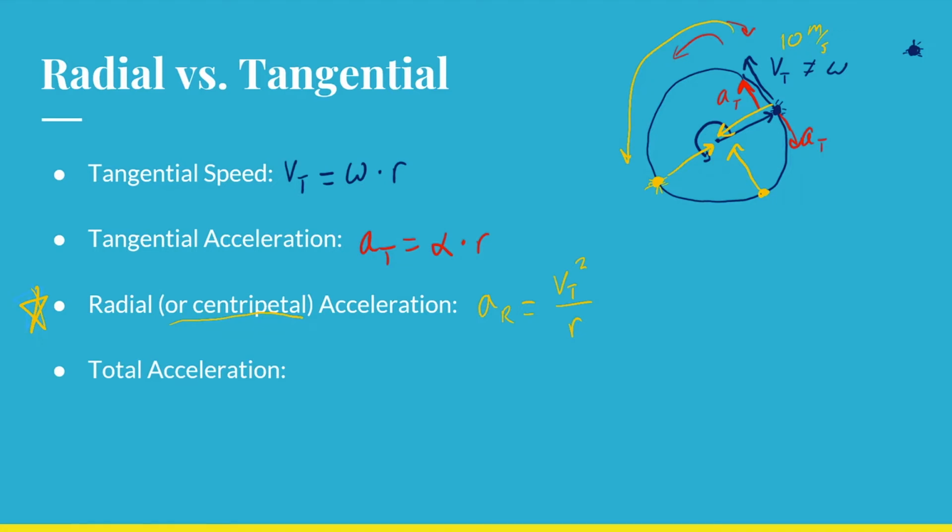We can write this another way. We can also write it as omega squared times r. These are the same thing. You can use it in either way that you want. But we have to know that the radial acceleration will always be pointing inwards towards the center of this object. And it is related to the tangential velocity squared divided by how far away it is from the center.